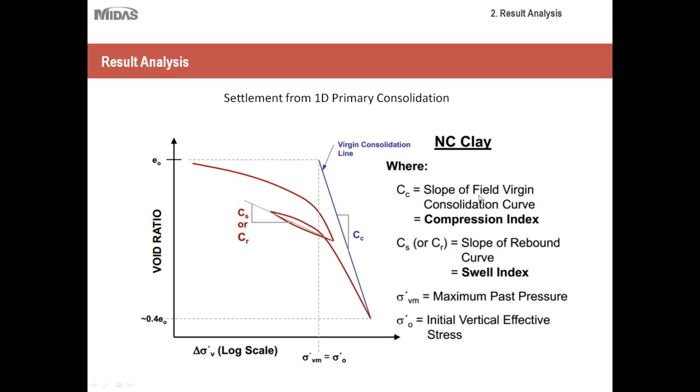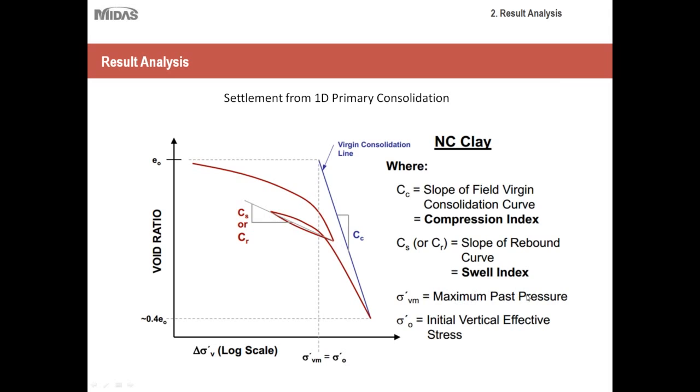Here you have the slope of the field virgin consolidation curve, the compression index. It's this line over here. Here, as you can see, is your virgin consolidation line. And then you have the slope of your rebound curve, also known as your swell index. Naturally, when your soil is loaded then unloaded, there's going to be a curve that occurs here, sort of a loop. To get your swell index, you get the slope of this particular curve here.